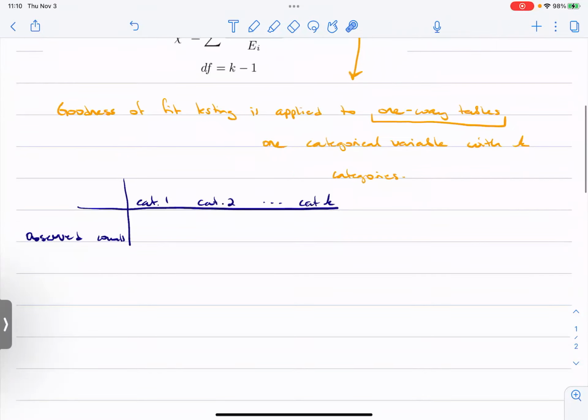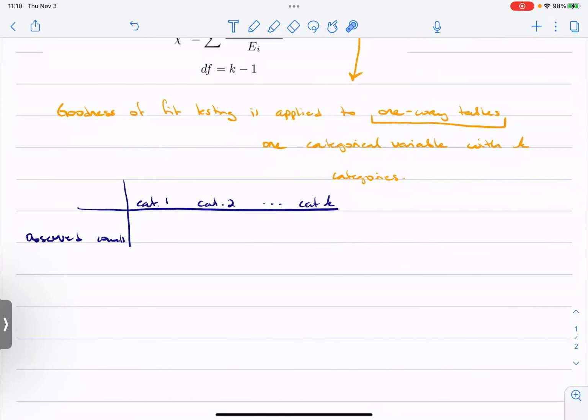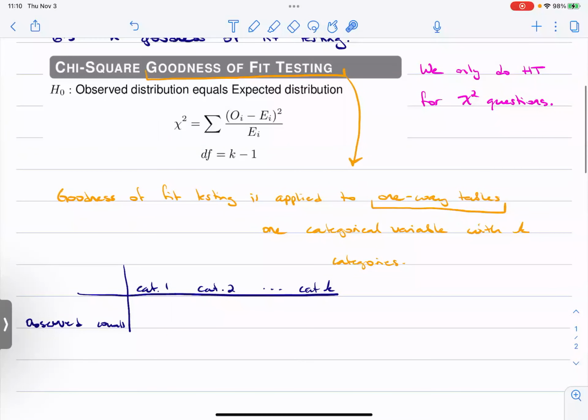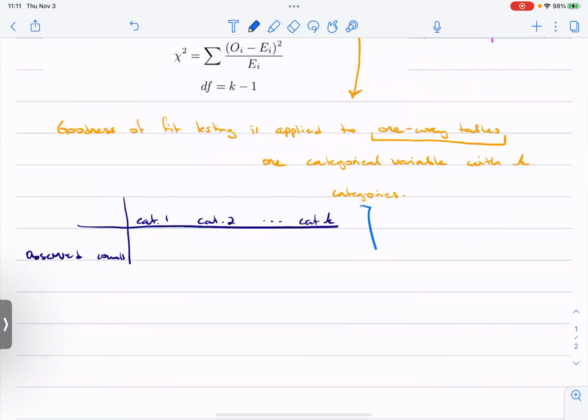All right. So we've got these observed counts, and are they the same as the expected counts? And that's going to be our hypothesis. So the observed distribution equals the expected distribution. You're going to want to make it more question specific, but in general, that's your null hypothesis. I'll just make a note here that this is a one-way table.